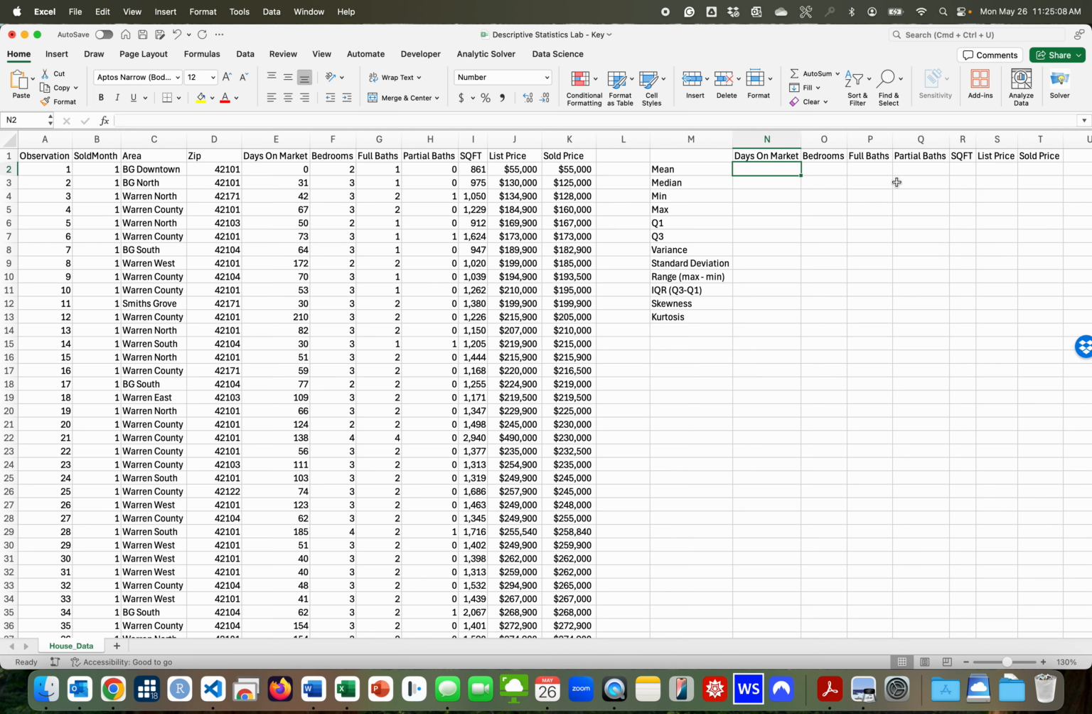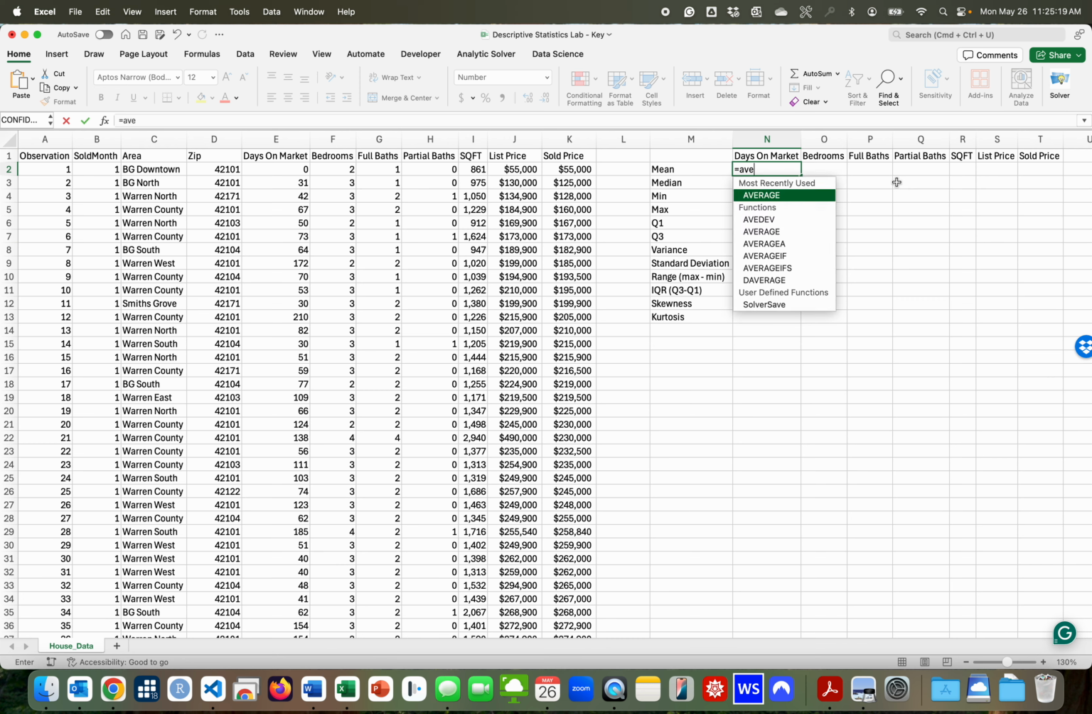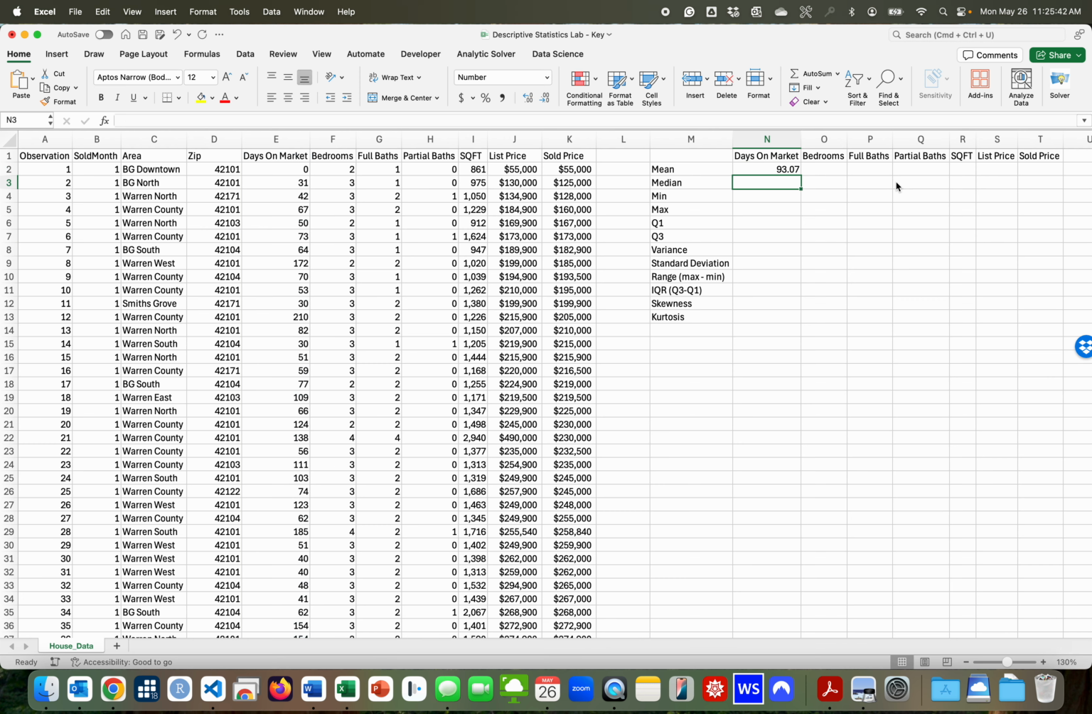So to find the average, we're going to click in the cell for, in this case, N2, equals, we're going to start typing average. Once average is highlighted, you can hit tab. And we want this to be the average of column E. So if we type E colon E, this will take the average of the values in column E. And Excel's smart enough to ignore that days on market heading at the top. So hit enter, and the mean is 93.07.